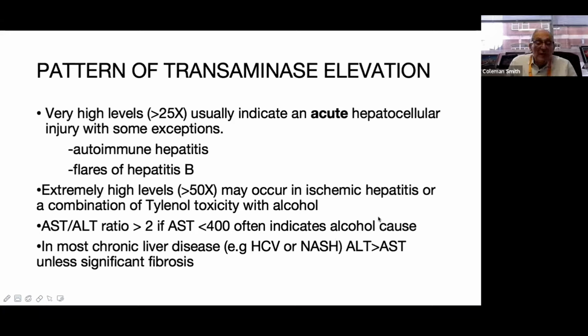Other things to look at is the ratio. With an AST to ALT ratio, if the AST is usually less than 400, it's not very high, and some studies indicate about 90% of cases will indicate alcohol as the cause. In most chronic liver diseases, chronic hepatitis C, NASH, ALT is usually higher than AST unless significant fibrosis occurs. So if you have someone with NASH and you see the AST is higher than the ALT, not necessarily a 2-to-1 ratio, but routinely higher than ALT, you are very suspicious that this person may have significant fibrosis and not simple steatosis.